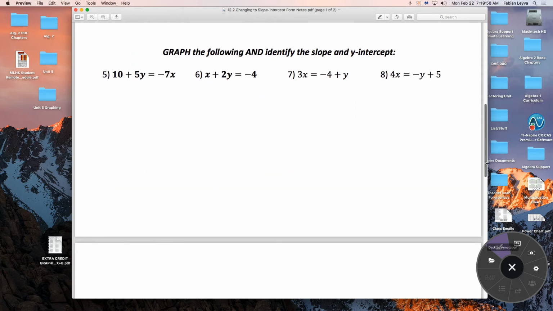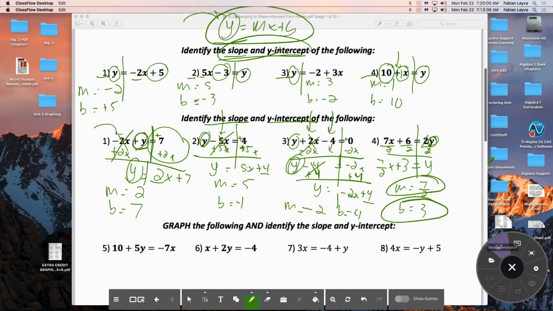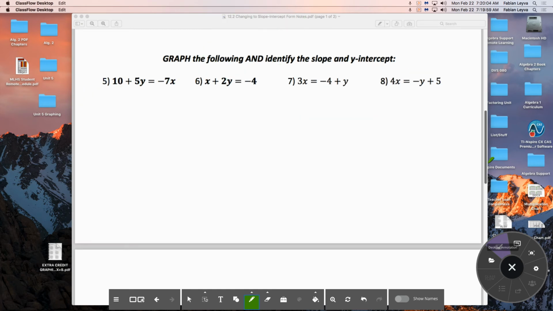All right, so almost done here. All we have to do now is graph the following and identify the slope and y-intercept. So it's a lot of the same skills that we did before. You just got to make sure that you're taking your time. If I'm looking at this one here, in order to solve for the slope and the y-intercept, you need to get y by itself.